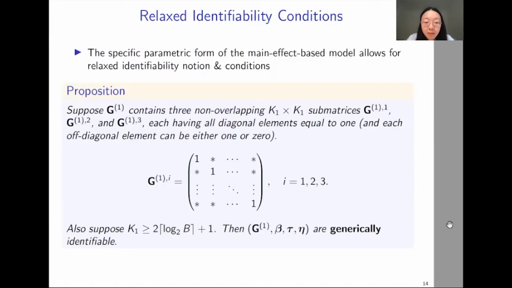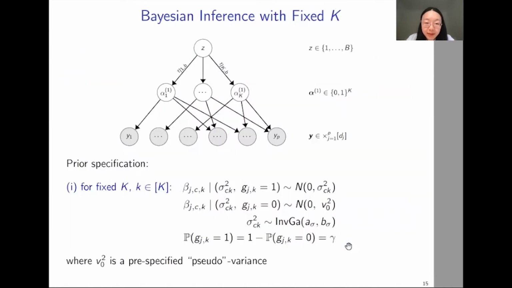Also, suppose that the number of binary latent variables in the middle layer is not too small with regard to the number of deep latent categories B. Then all the latent structures and model parameters are generically identifiable. Here, generic identifiability means that the parameters are identifiable almost everywhere in the parameter space, excluding only a Lebesgue measure 0 set. So we can see that this identifiability notion is quite useful and practical in real applications.